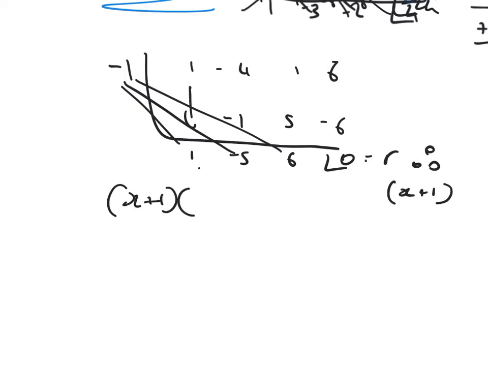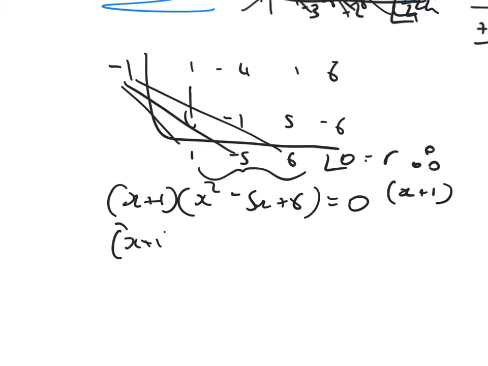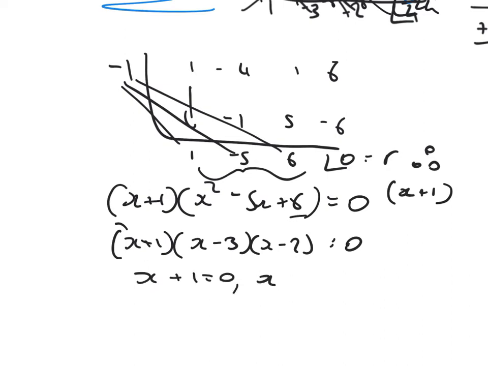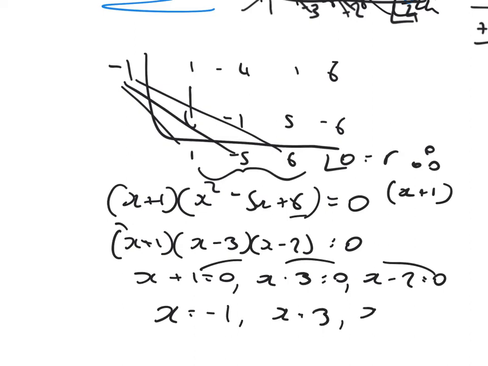So it's x plus 1 bracket x squared minus 5x plus 6 is equal to 0. Can then factorise that further. Two numbers that multiply give 6, add together give minus 5 is minus 3 and minus 2 is equal to 0, which means x plus 1 is equal to 0, x minus 3 is equal to 0, or x minus 2 is equal to 0, which will give me 3 solutions. X equals minus 1, x equals 3, and x equals 2.